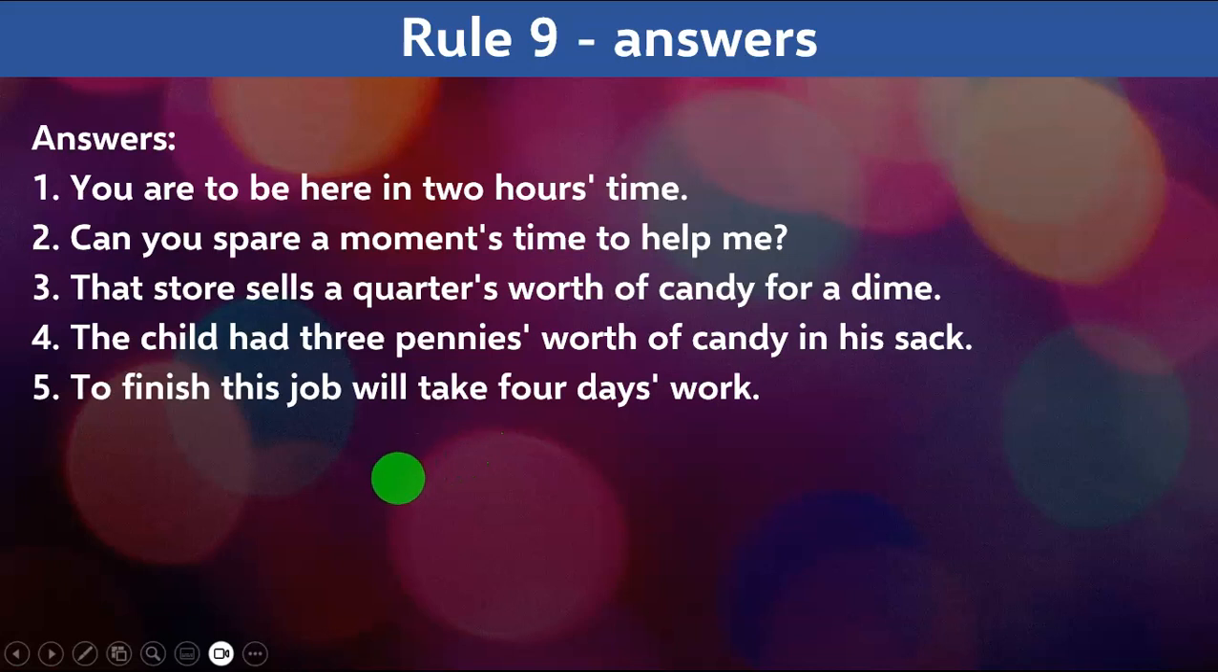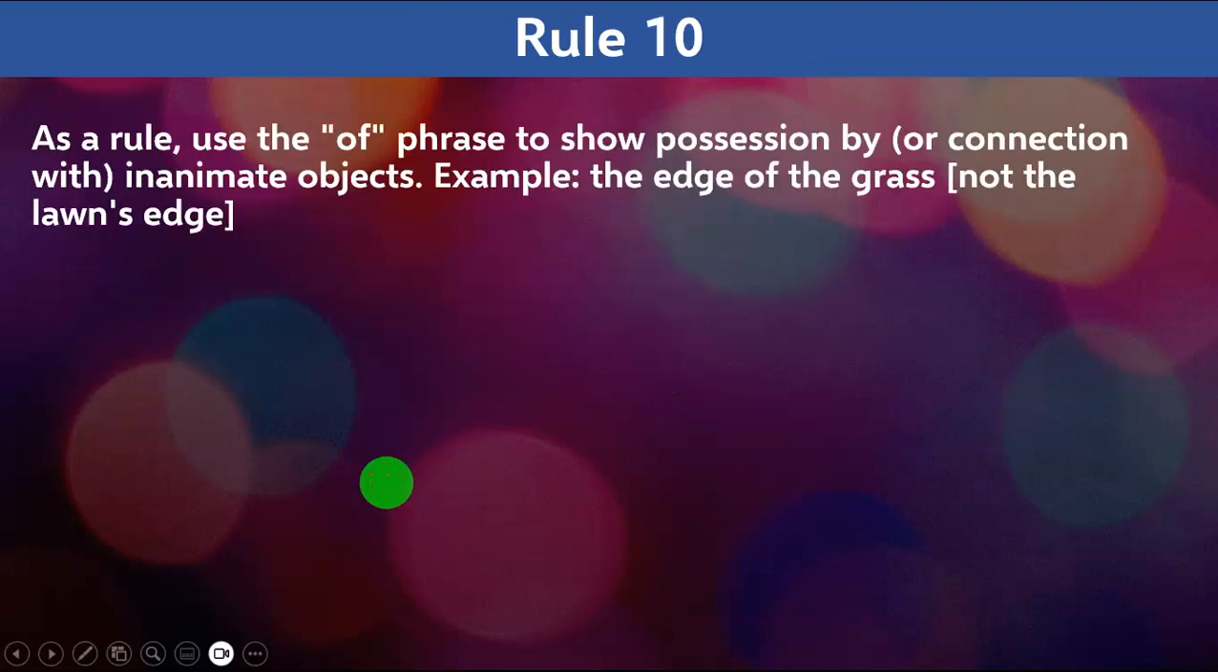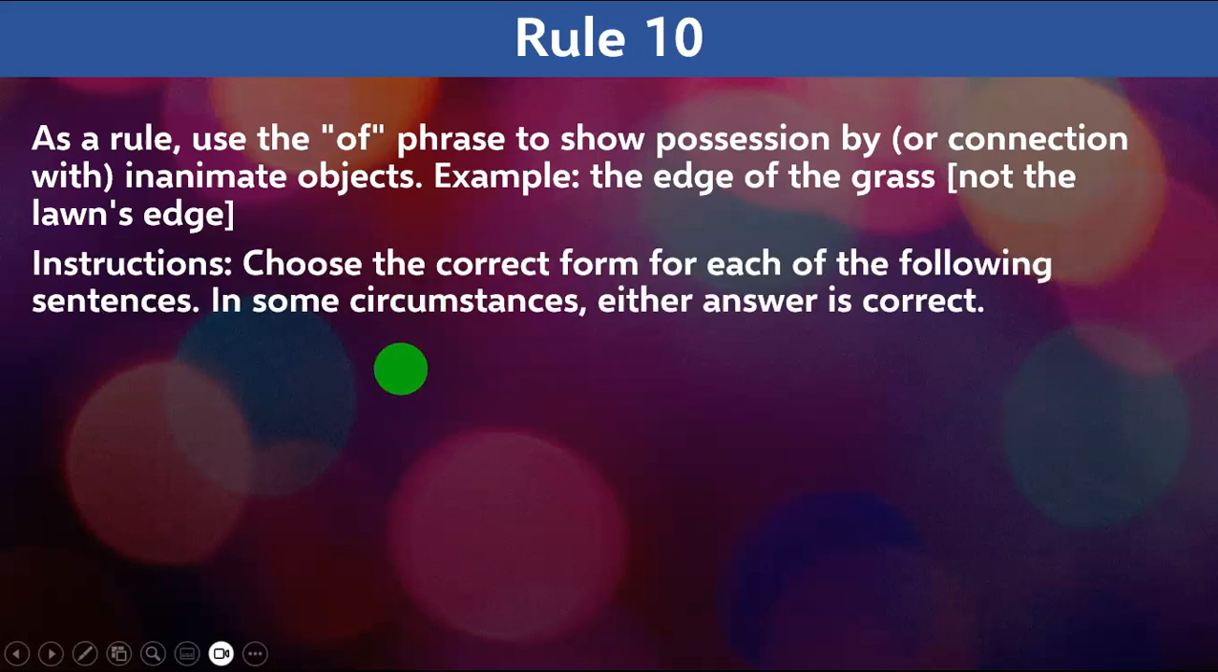Let us look at the final rule, which is rule number 10. As a rule, use the "of" phrase to show possession by inanimate objects. Example: the edge of the grass, not the lawn's edge. Right? The edge of the grass, not the lawn's edge. Alright, let's take 5 questions on this particular rule.